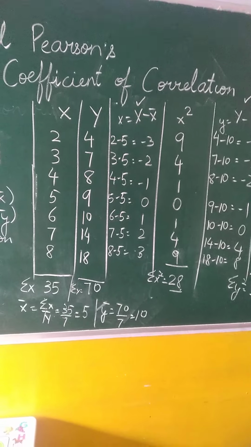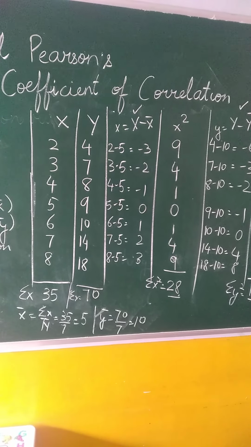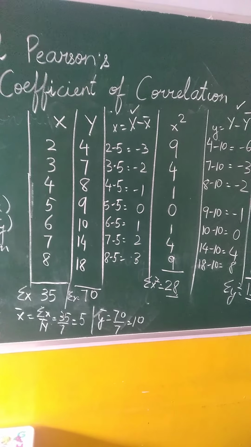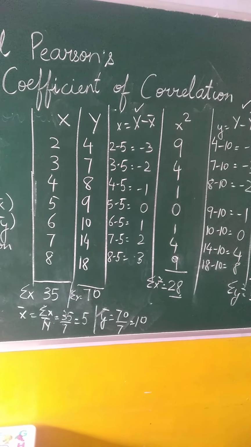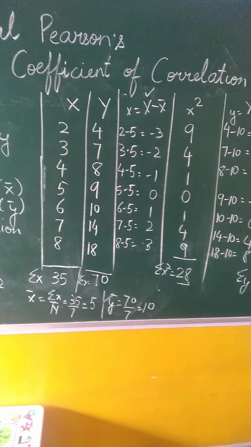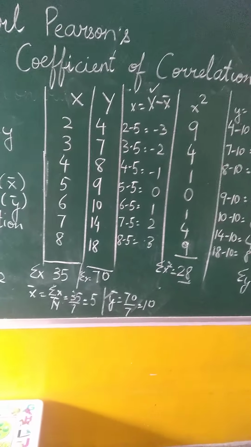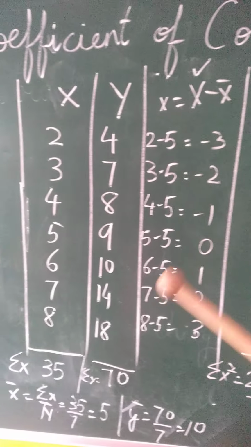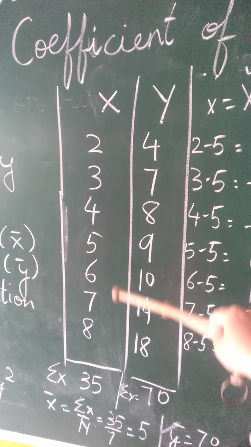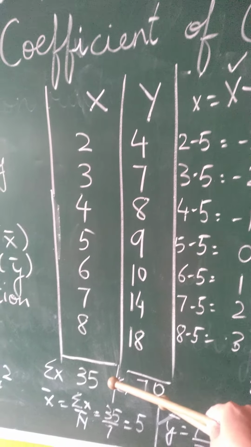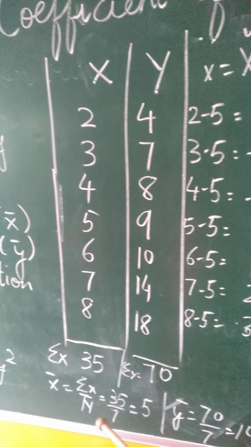Let us take an example to solve this. Over here we are told to find the coefficient of correlation of two marks, x and y. So x and y are given. Firstly, we will find the mean. To calculate the mean, we first sum up these terms, and summation of x comes out to 35.